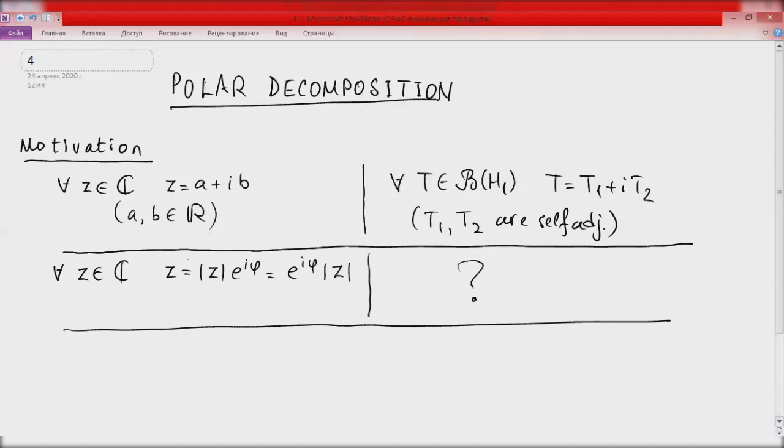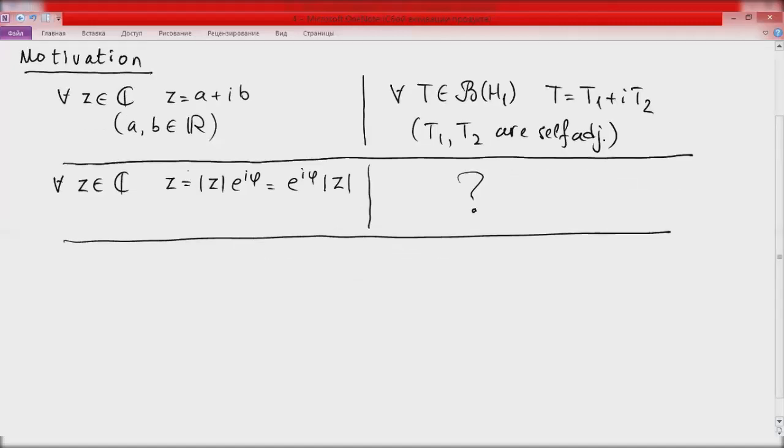More precisely, we will get two formulas, two polar decompositions of a linear operator. And there will be two formulas because the multiplication of operators is not commutative. Now to obtain such formulas, we have to answer two natural questions. Namely, what is the operator analog of the modulus of the complex number? And what is the operator analog of the second factor here, e to the power i phi?